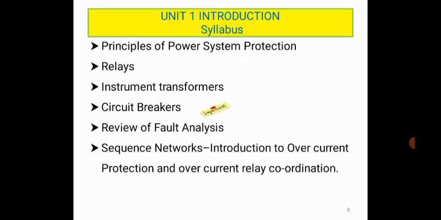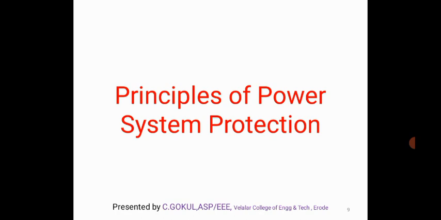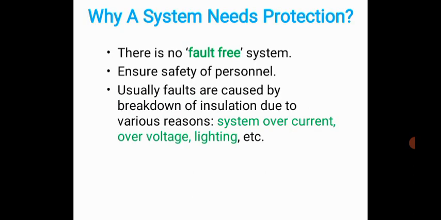And unit 1, first we discuss the principles of power system protection. First, why does a system need protection? Because a system without protection means there is a hazardous condition, there is damage to the windings, and also damage to some components.